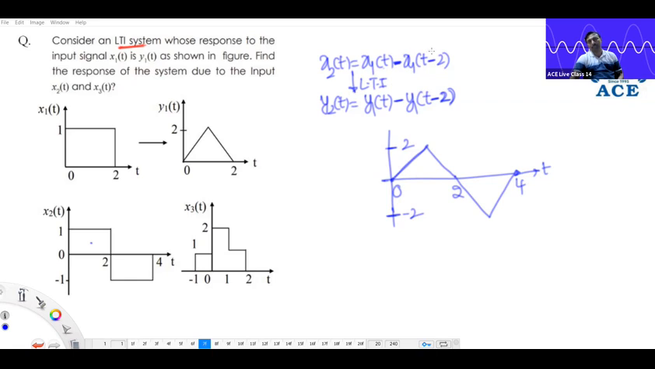Come on, respond. Ayushi, correct. Akhil, correct. Very easy.